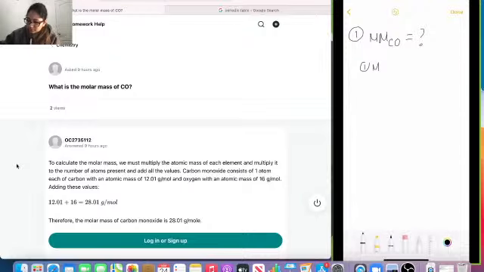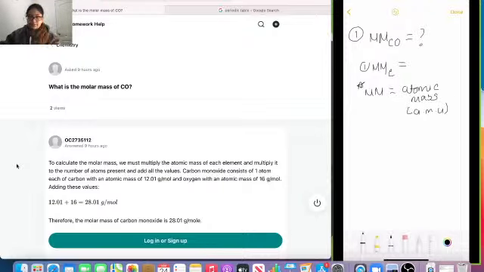So the molar mass of carbon, to find the molar mass, it's given in the periodic table. Just a side note, molar mass is basically the same thing as the atomic mass of the element. And as you know, atomic mass is denoted as AMU, right? So it's basically the same thing.